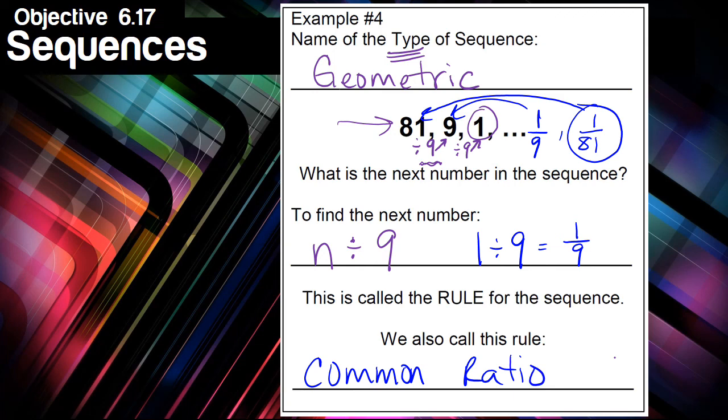So we have 4 different types of sequences for you. We have 2 that are called arithmetic. Arithmetic is where we either add or subtract by a number. Geometric is where we multiply or divide by a number. You just have to remember which set is called the common difference, which is where we add or subtract, and the common ratio is where we multiply or divide.